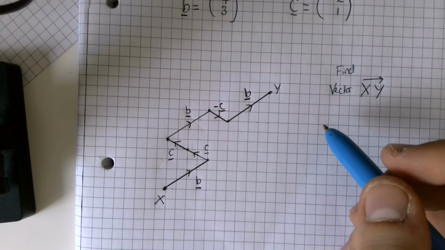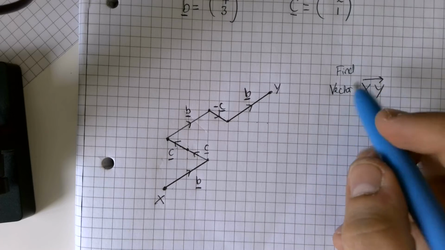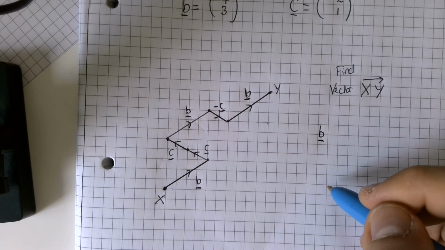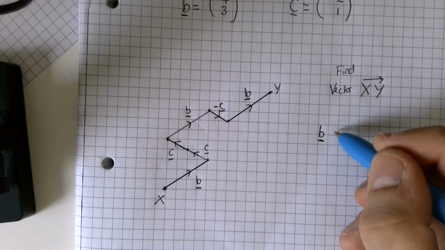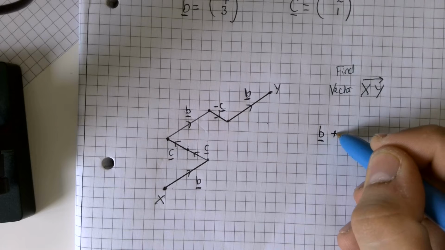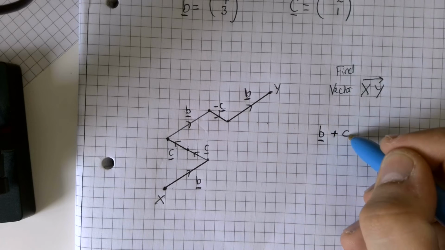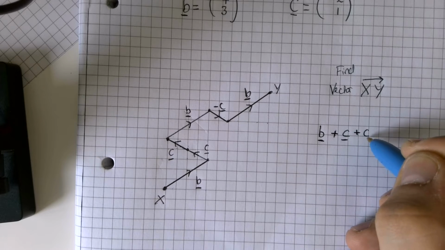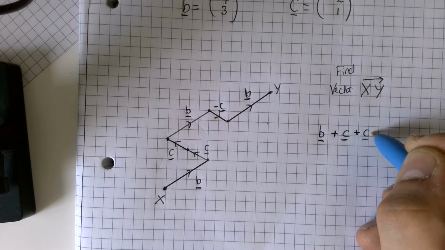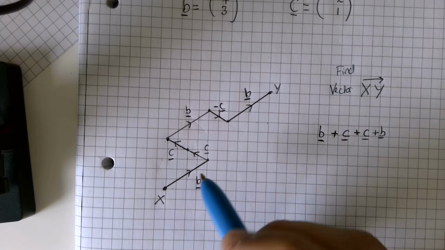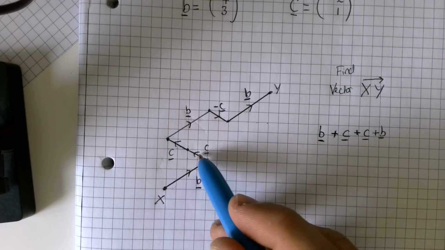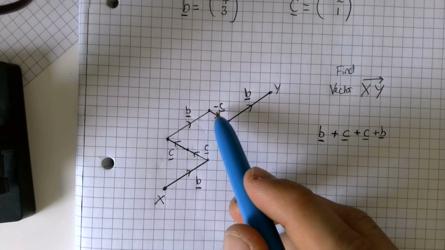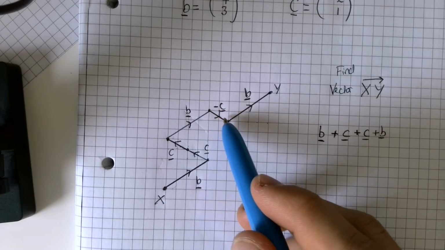So what you've actually done is you've started off by walking vector B, and then you've added on another part of your journey. You've added on vector C, and then you added on vector C again. Then you added on vector B again. So I'm just tracing my steps here. B, and then C, and then C, and then B. Now when you got to here, you didn't add on vector C, you took vector C away.